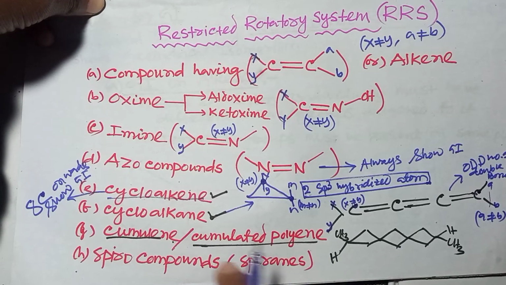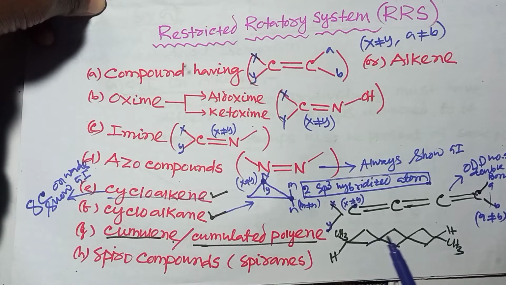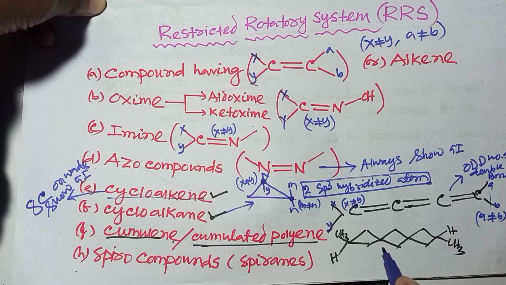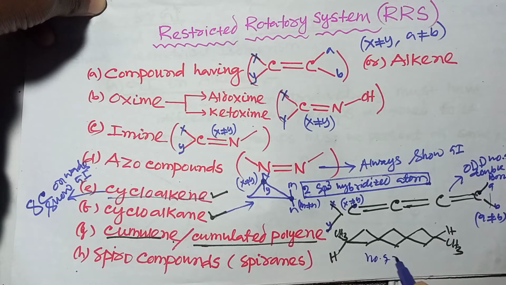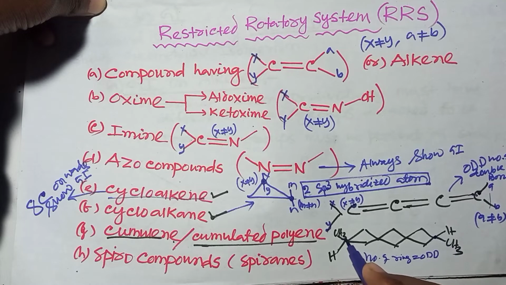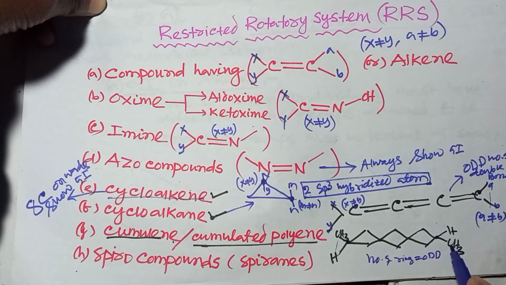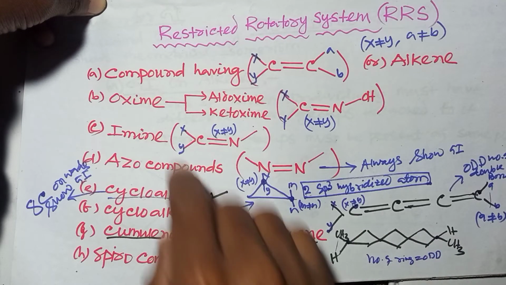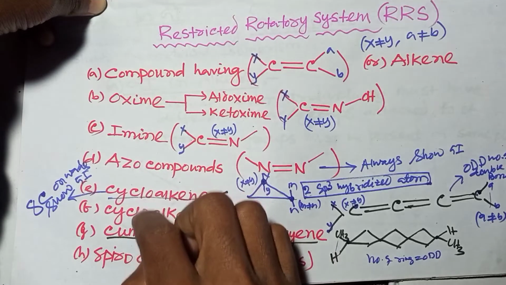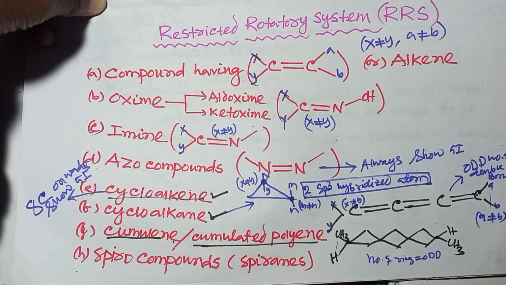Then next comes the spiro compounds or spirans. This kind of compound is known as a spiro compound, and the condition is that the number of rings should be odd, and these two terminal carbons should again be connected to different groups. In that case, a spiro compound shows geometrical isomerism. So these are the 1, 2, 3, 4, 5, 6, 7, 8 restricted rotatory systems about which geometrical isomerism may be possible.